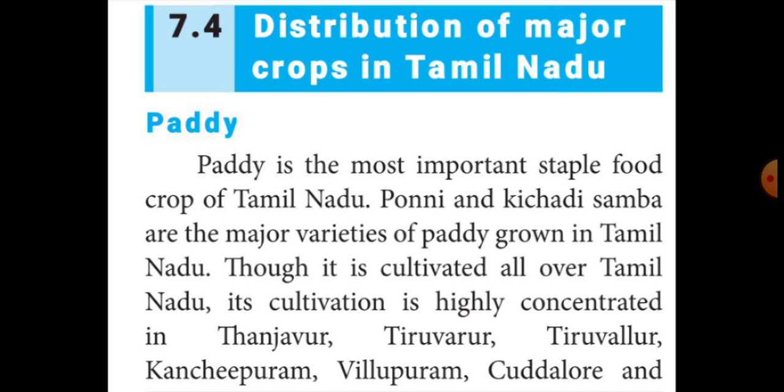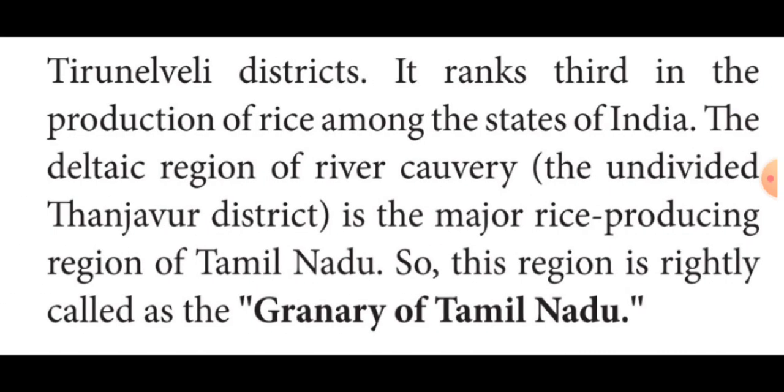Mostly the delta regions are suitable for cultivating paddy, for example, river Kaveri. That means in the river areas, alluvial soils are mainly found. So those particular river areas are suitable for cultivating paddy. River Kaveri is mostly used to cultivate paddy. Then the major rice producing region in Tamil Nadu is Tanjavur district.